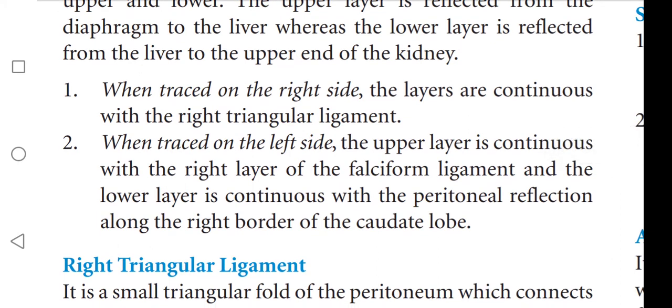When traced on the right side, the layers are continuous with the right triangular ligament. When traced on the left side, the upper layer is continuous with the right layer of falciform ligament and the lower layer is continuous with the peritoneal reflection along the right border of the caudate lobe.